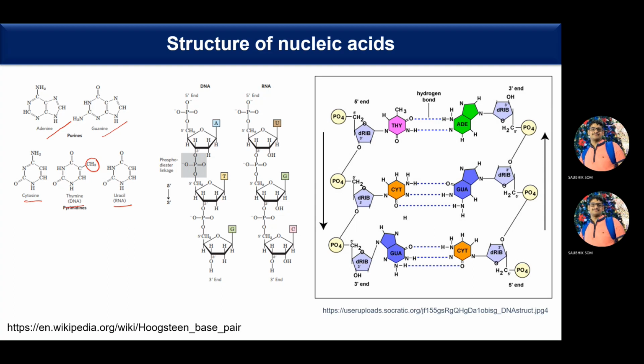There are two types of nitrogenous bases, purine and pyrimidine. As I told, a purine always base pairs with a pyrimidine. So A will always have a double hydrogen bond with T or U, T in case of DNA, U in case of RNA, and G will always base pair with cytosine. G has a triple bond with C.